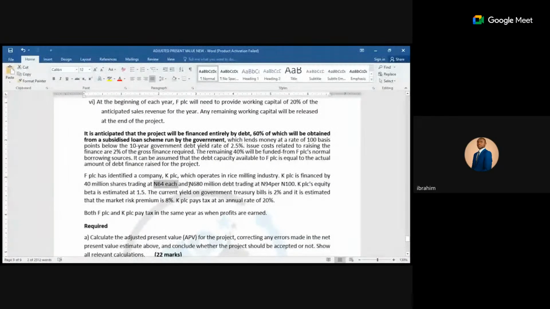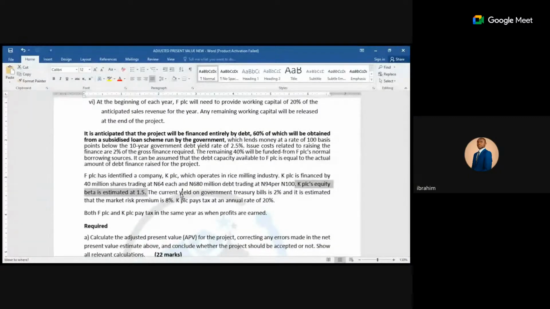And 680 million debt trading at 94 naira per 100 naira. This is the nominal value, and this is the market price of the debt. KPLC equity beta is estimated at 1.5. That is the equity beta.